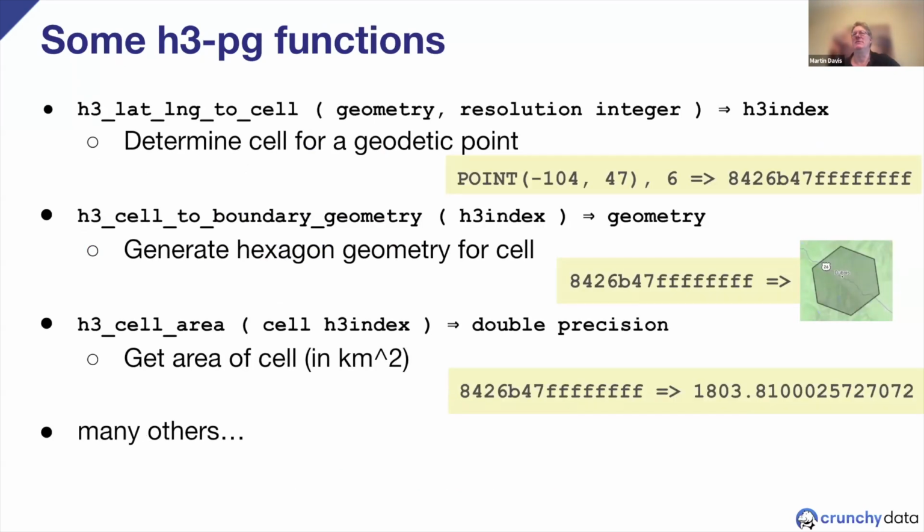So as an example, here's some H3PG functions. There's a function called H3 lat long to cell. And if you give that a geometry, it returns the index of a cell for the point in the geometry. You can go the other way. You can give a cell index and get a hexagonal geometry back. And you can directly compute things like cell area just from the index. You don't actually have to create the geometry in order to get areas. And there's lots of other functions, but actually just these three functions are going to let us do everything that I'm going to show today.